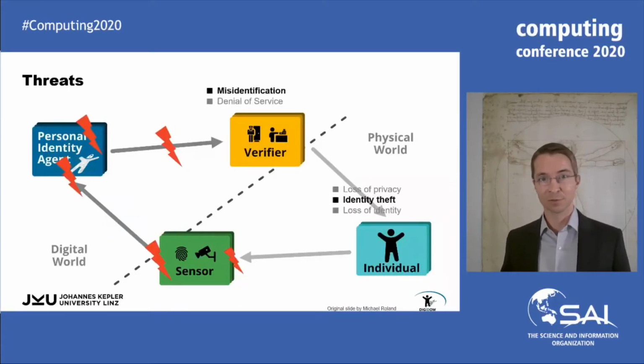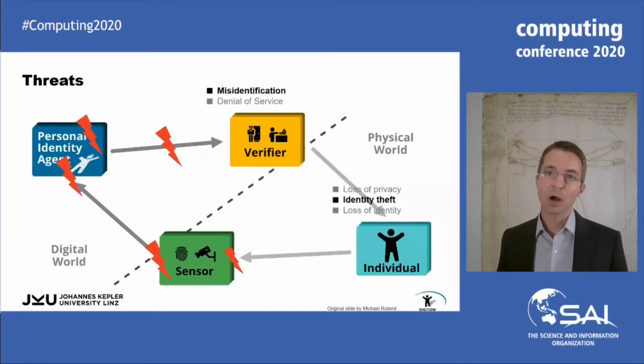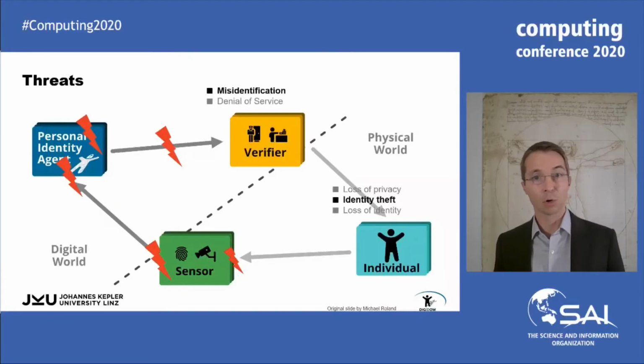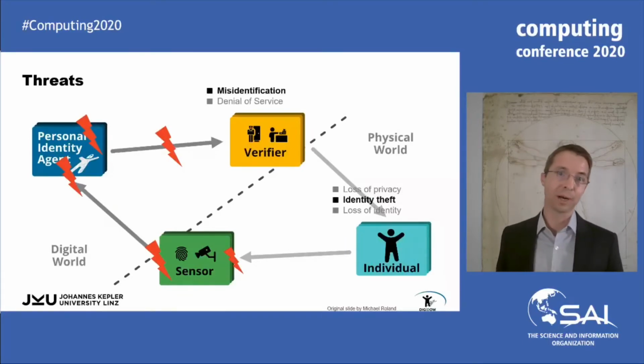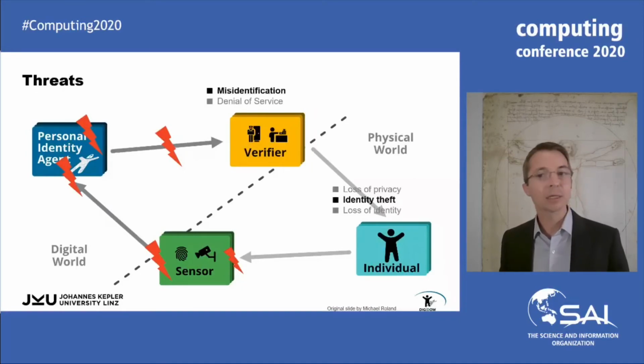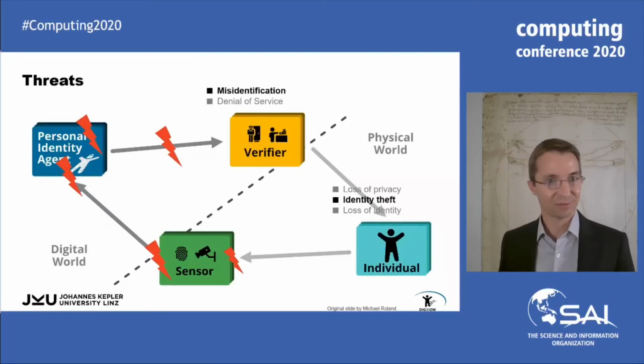The second class of threats is misidentification. When an attacker can cause the communication between sensor and PIA or PIA and verifier to happen between the wrong entities, or spoof the biometric features of an individual to an otherwise correctly functioning sensor, they could potentially misrepresent themselves as another individual. That would lead to a misuse of access to resources that this other individual legitimately has, and what is commonly called, if slightly incorrectly in practice, identity theft.